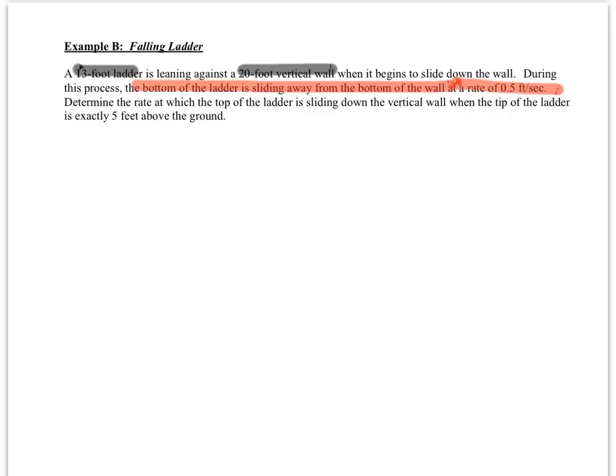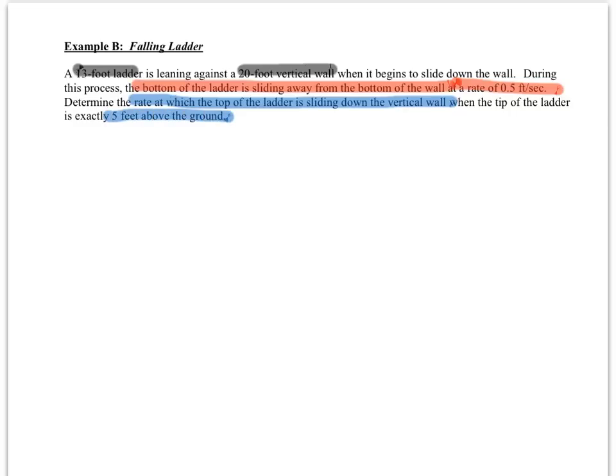feet per second. From the previous problem, you know that miles per hour meant a rate. For this question, feet per second gives you the clue that it's going to be a rate. Also, they say the word rate, so there you go. Now, at that time, it also says determine, or this is the question, determine the rate at which the top of the ladder, so the rate at which the top of the ladder is sliding down the vertical wall, when the tip of the ladder is exactly 5 feet above the ground.